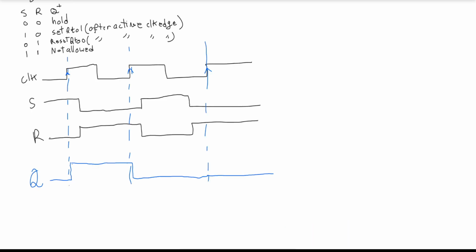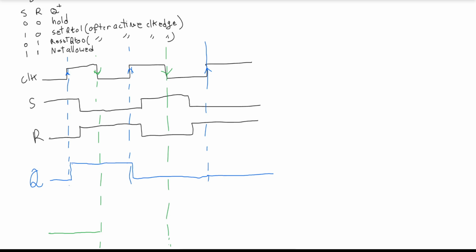Next, let's draw Q, but let's assume it's falling edge. We have a falling edge in this area here, where the clock is going from 1 to 0. We have a falling edge here, and that's it. So let's draw a dashed line. Now let's draw Q, assuming it's negative edge triggered. We start assuming the current state is 0, so we remain 0 here.